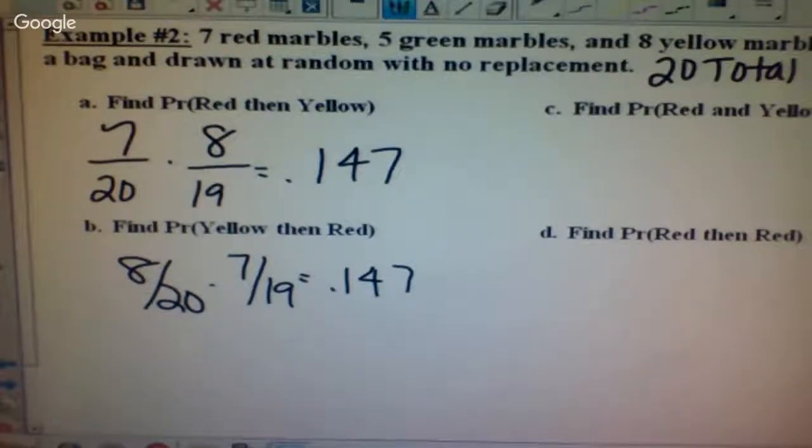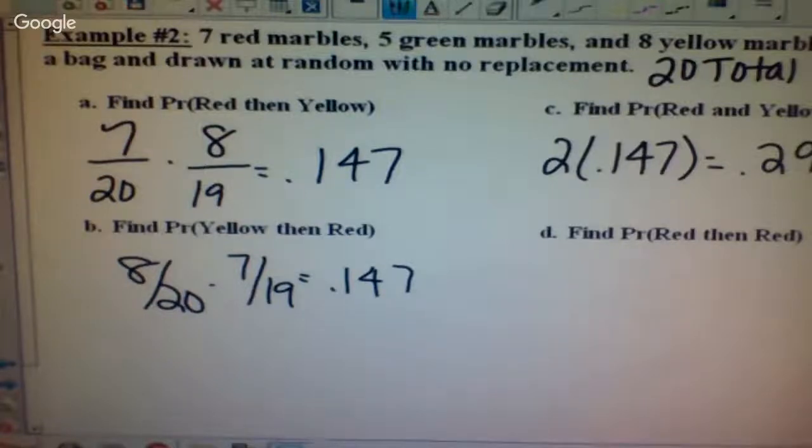C says red and yellow. So I just multiply one of these by 2. So 2 times 0.147, which gives me 0.295.